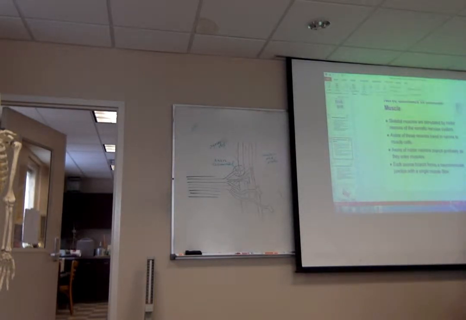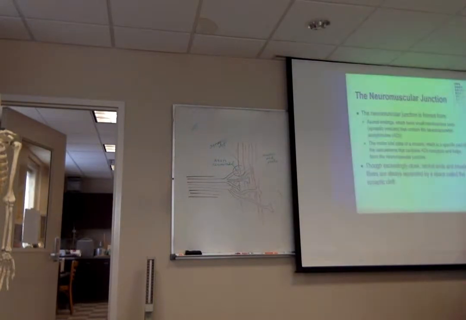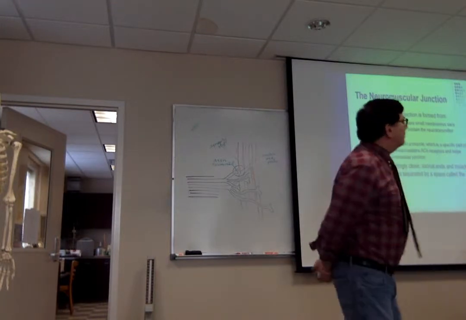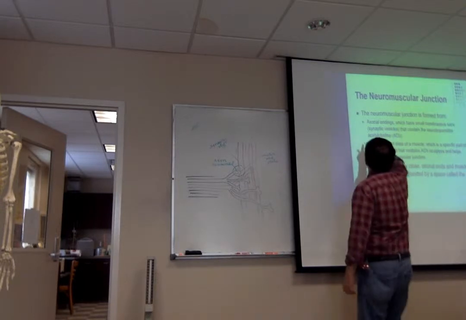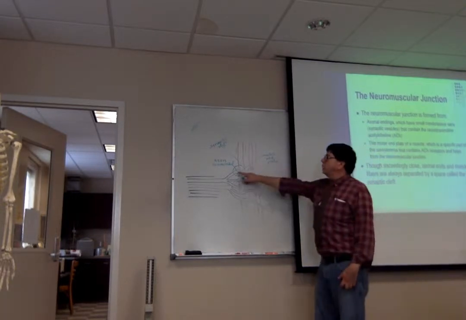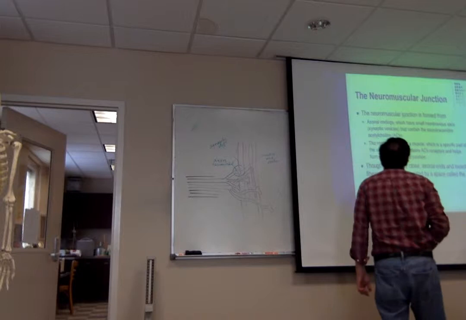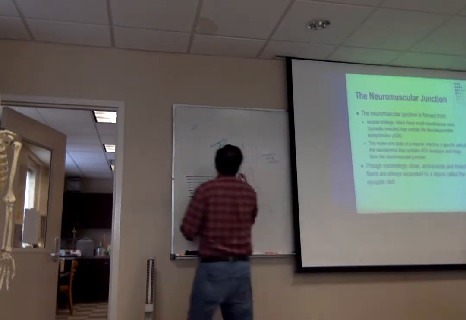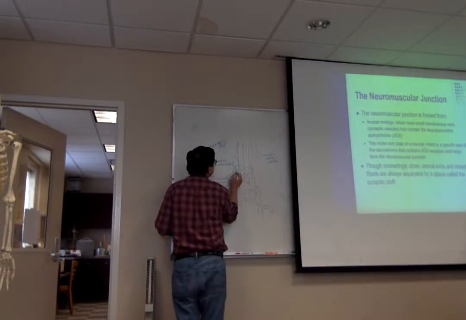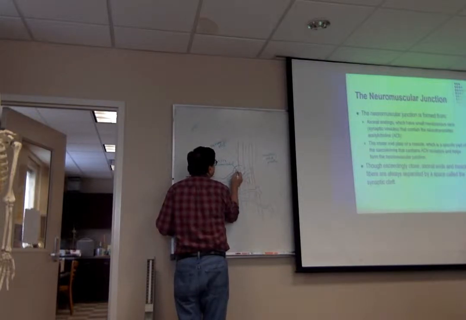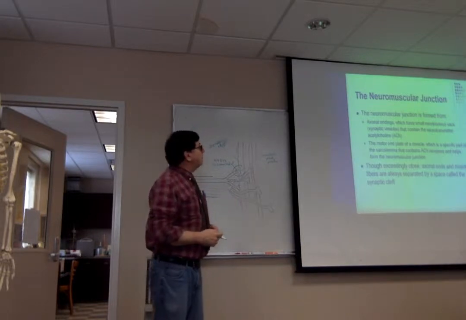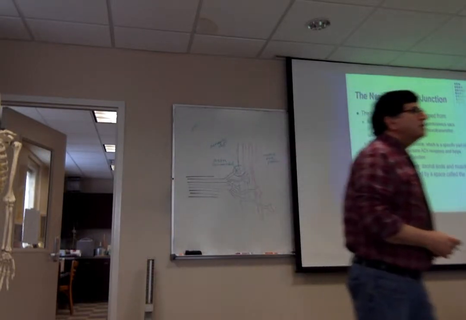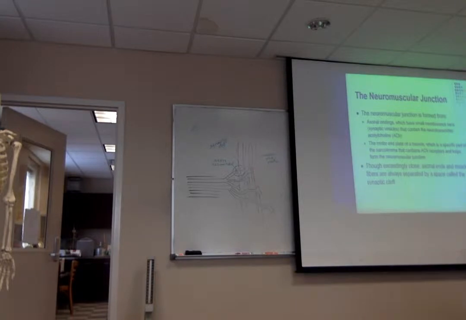Now, make this bigger. So again, this slide is just a reiteration of what we said here. It says the neuromuscular junction is formed by axonal endings, or I can call this an axon terminal, which have small membranous sacs inside. We've talked about these before. We call these synaptic vesicles. These little sacs house the neurotransmitter that's going to be released from that presynaptic membrane. In this case, for somatic motor neurons, that neurotransmitter is acetylcholine.